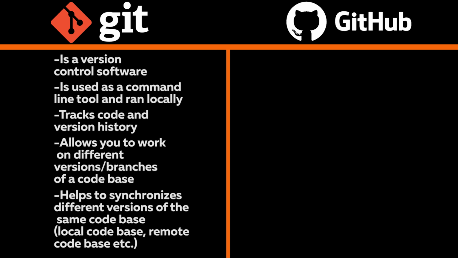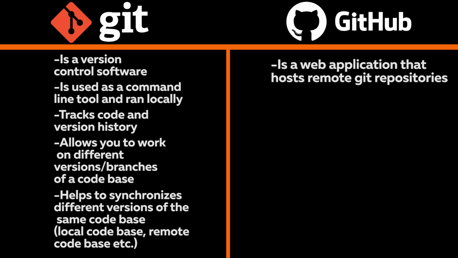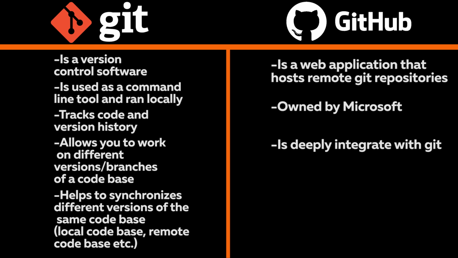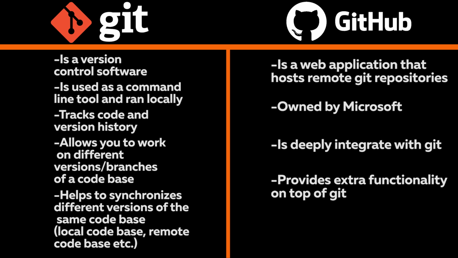So say a local repository versus a remote repository. How do you sync those repositories together? Well, you can use Git to do that. Now, this differs from GitHub. These are two separate things. GitHub is a web application or a website that hosts remote Git repositories. It's owned by Microsoft and it's deeply integrated with Git. And really what it does is it just provides extra functionality on top of Git and kind of a nice user interface to use Git on.